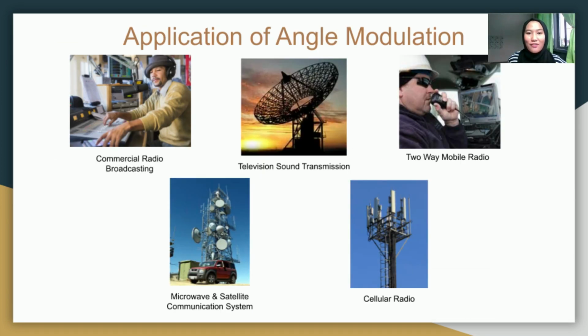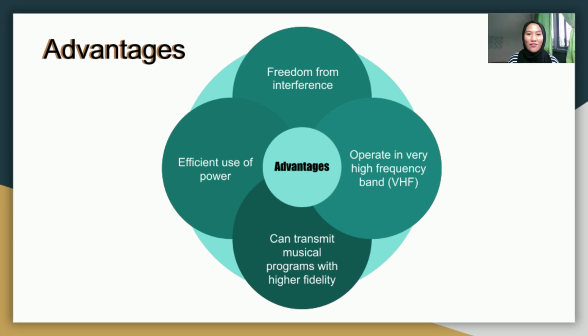Some of the applications of angle modulation are commercial radio broadcasting, television sound transmission, two-way mobile radio, microwave and satellite communication systems, and lastly, cellular radio. The advantages of angle modulation are freedom from interference. All natural and external noise consists of amplitude variations. Thus, the receiver usually cannot distinguish between the amplitude of noise or the desired signal. Next, it operates in a very high frequency band, which is 88 MHz to 108 MHz. Next, it can transmit musical programs with higher fidelity.